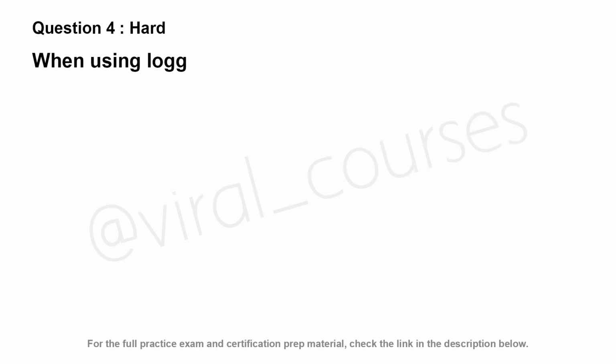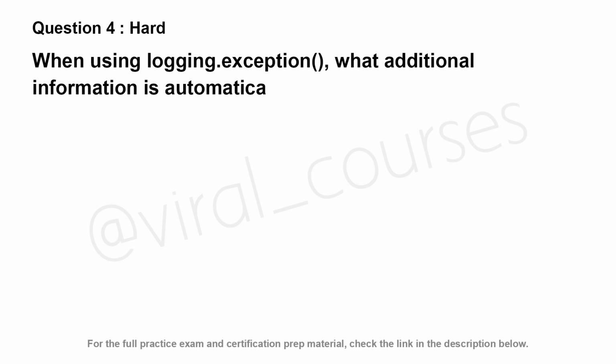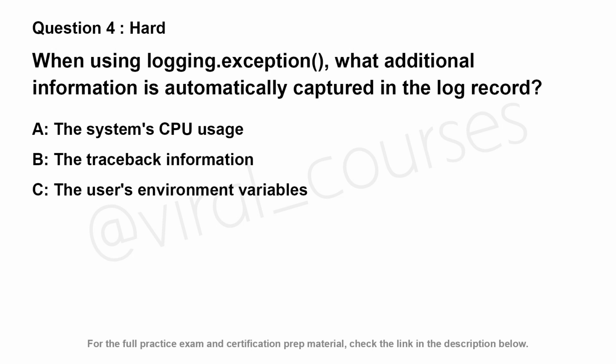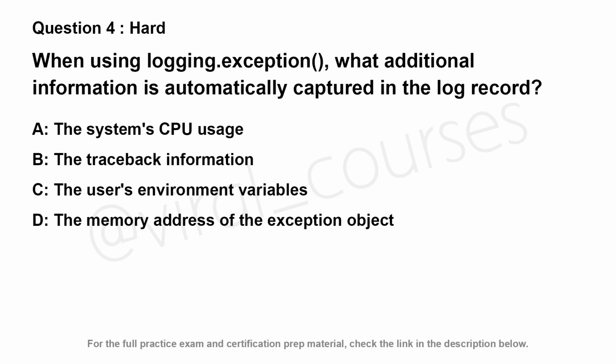When using logging.exception, what additional information is automatically captured in the log record? Option A. The system's CPU usage. Option B. The traceback information. Option C. The user's environment variables. Option D. The memory address of the exception object.